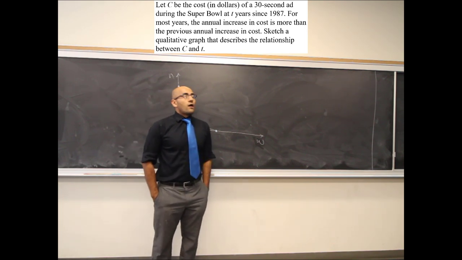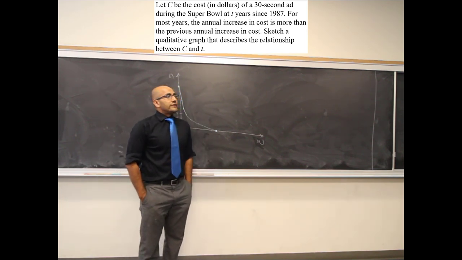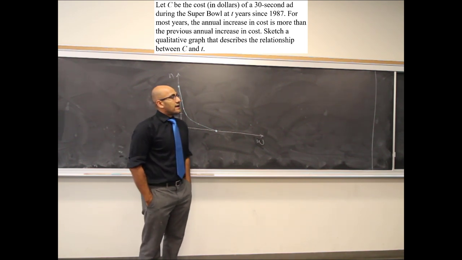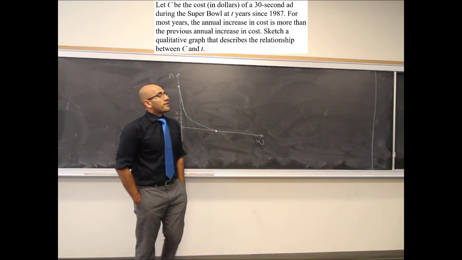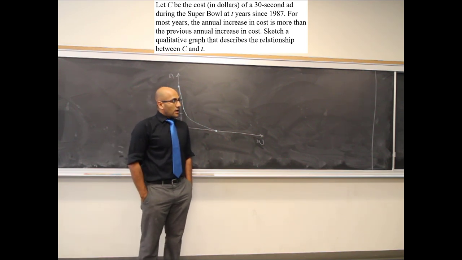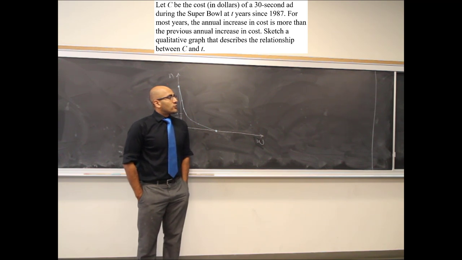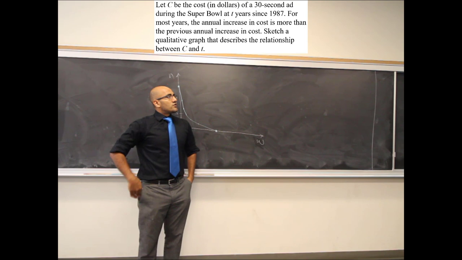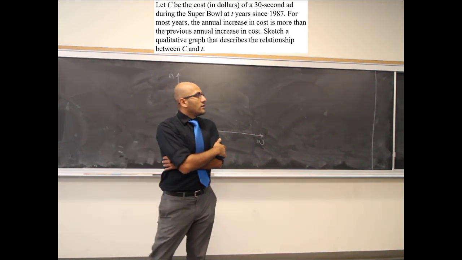Let C be the cost in dollars of a 30-second ad during the Super Bowl at T years since 1987. For most years, the annual increase in cost is more than the previous annual increase in cost. Sketch a qualitative graph to describe the relationship between C and T. Okay? So, which one is the dependent and which one is the independent, first of all?